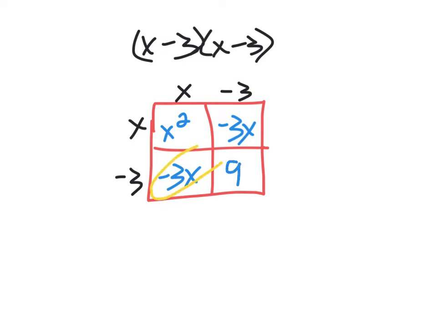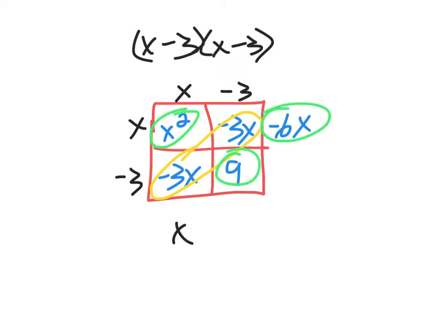Then we have to combine these like terms. So we have a negative 3x and a negative 3x, which gives us negative 6x. So our equation is going to be x squared minus 6x plus 9. This is not our answer, but we're going to take this and replace it.